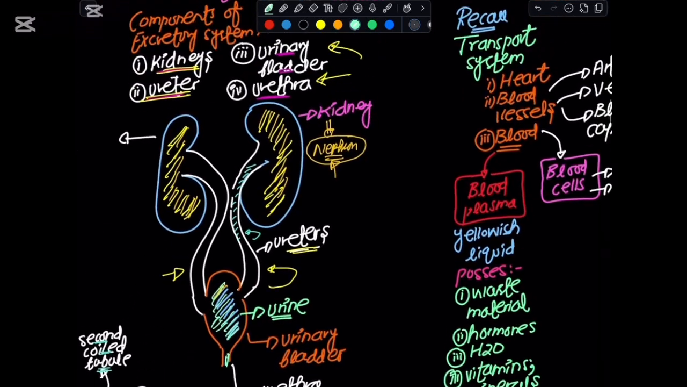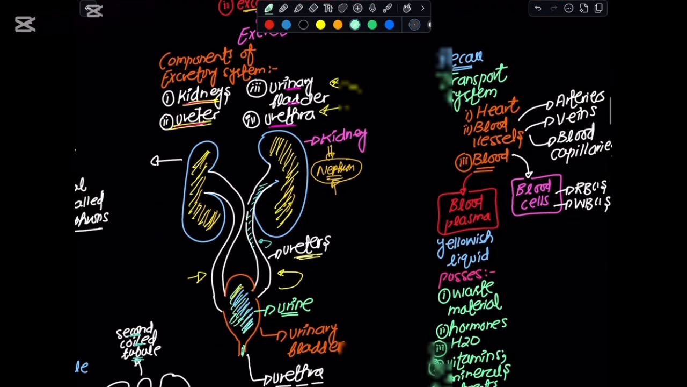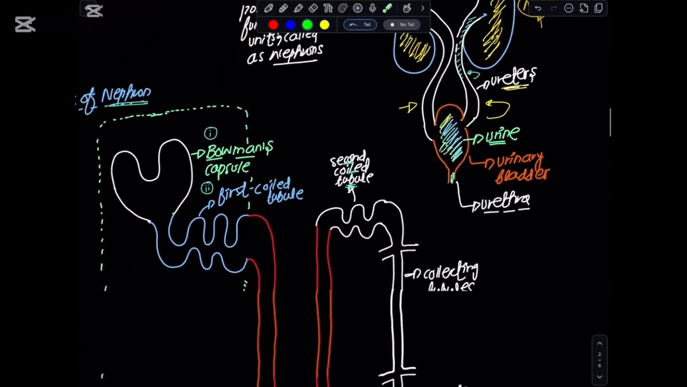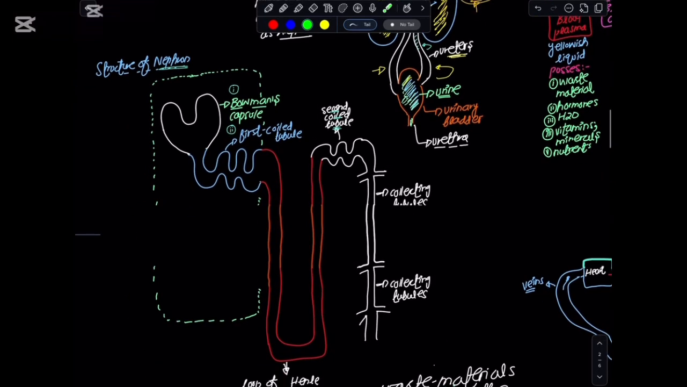Now, in the same way that we have filter plants in our homes that filter polluted or dirty water, if I have to take the waste materials out of the blood, there should lie something within the kidneys where the filtration process must occur. That filtration process happens in the kidney structures, and these kidney structures are referred to as a nephron. Now here we have the diagram of the nephron. If you look clearly, we have this Bowman's capsule.